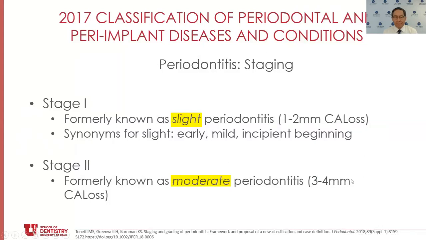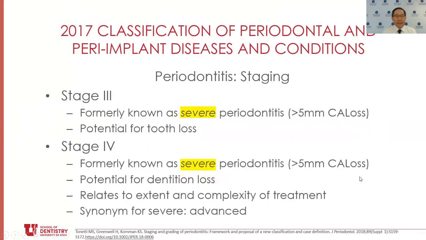The attachment is moving a little further apically on the tooth and progressing. Now, stage 3 and 4 were formerly known as severe periodontitis. A previous 1999 diagnosis would have been a generalized severe chronic periodontitis. Well, now for those patients who have severe periodontal destruction, we simply call it stage 3 or stage 4 with a corresponding attachment loss of more than 5 millimeters.